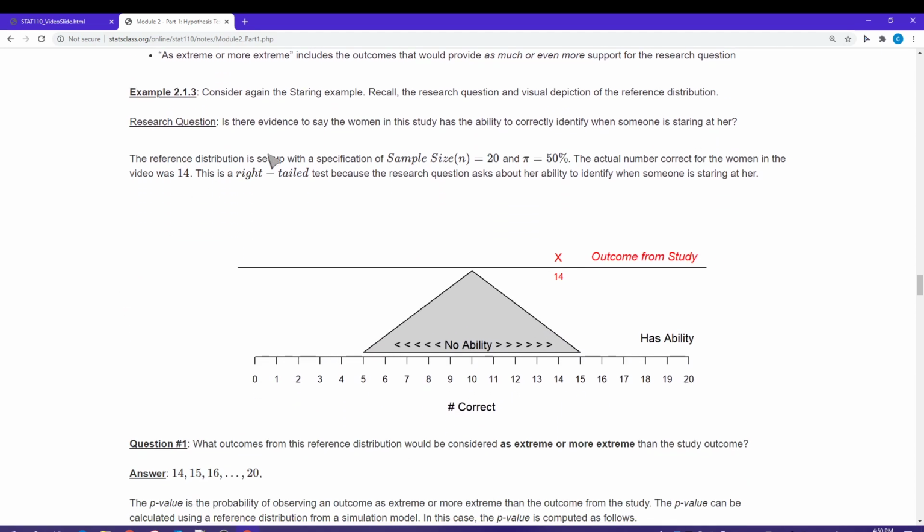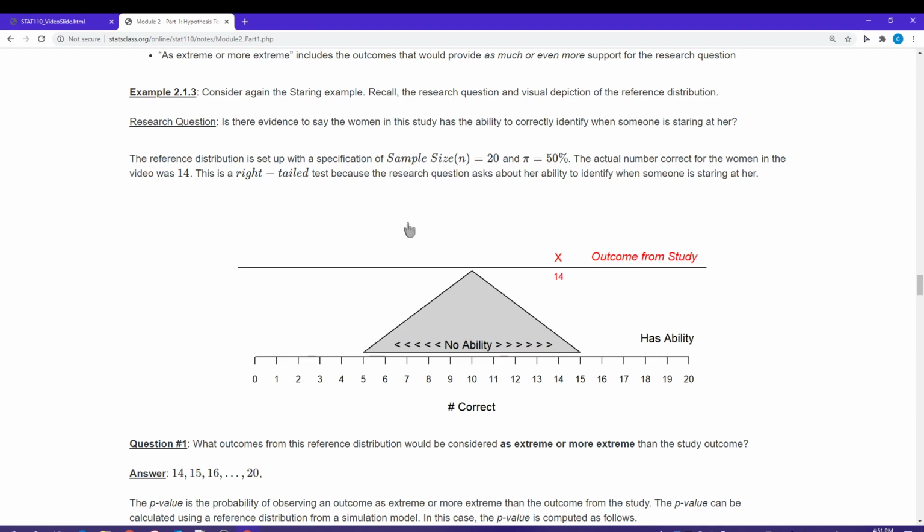So again, let's look at the staring example. The staring example was set up with a number of trials between 0 and 20. The parameter value was 50%. Again, that's where the expected value is going to be here. You would just multiply 20 times 0.5. It's going to be 10 here.